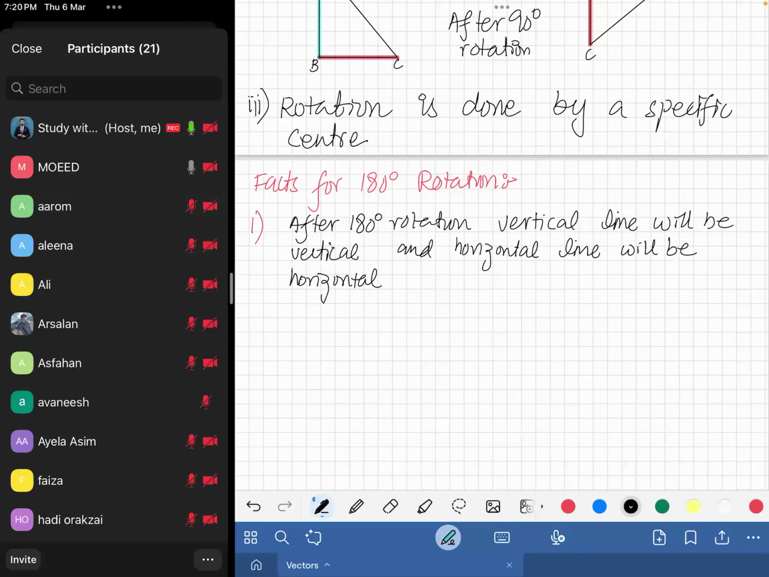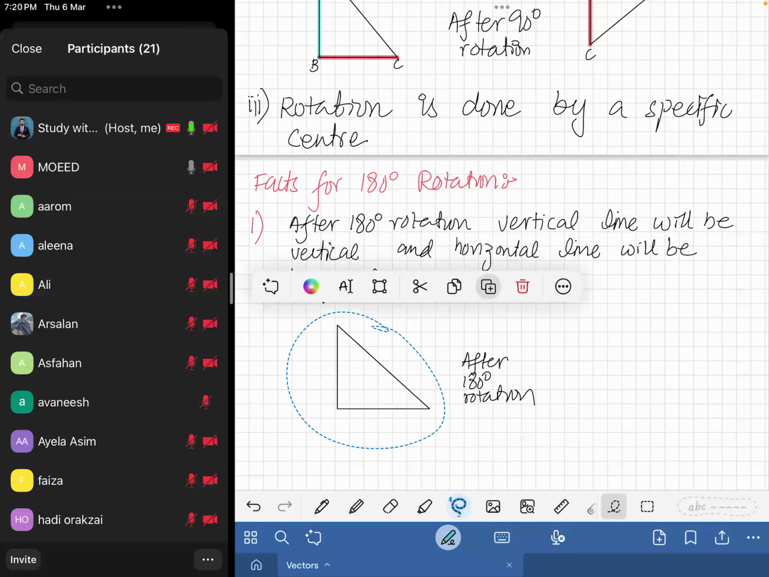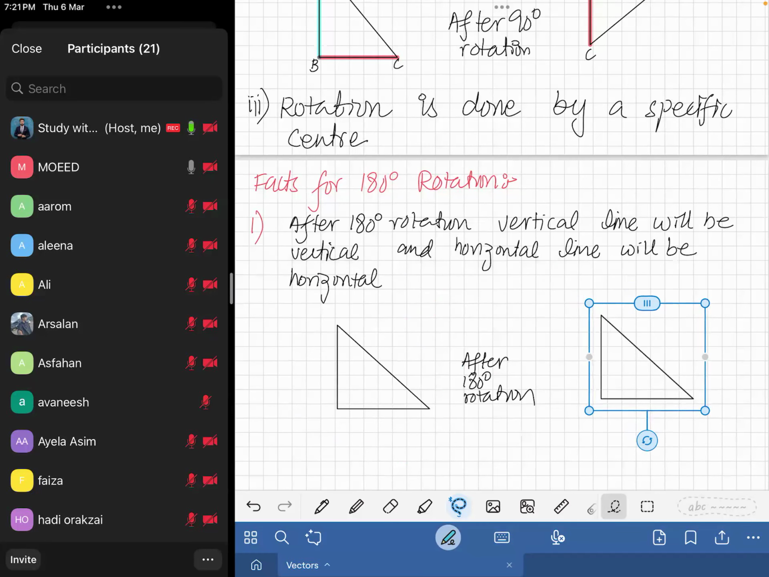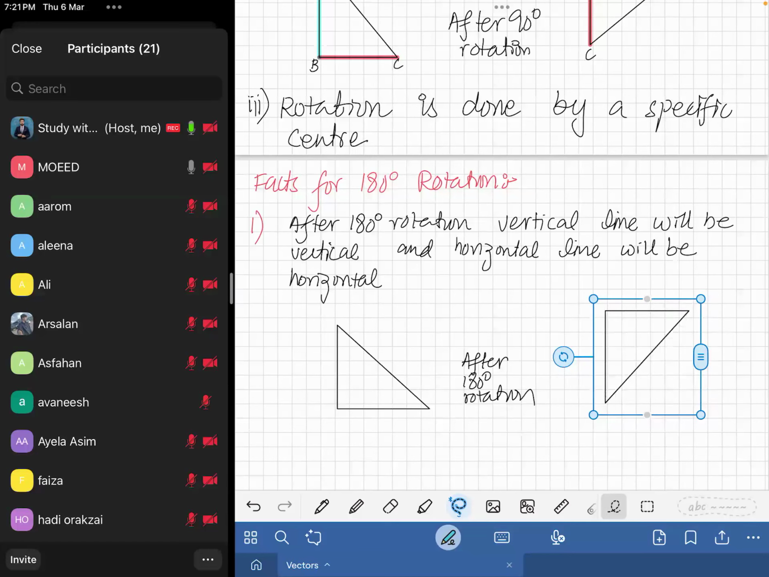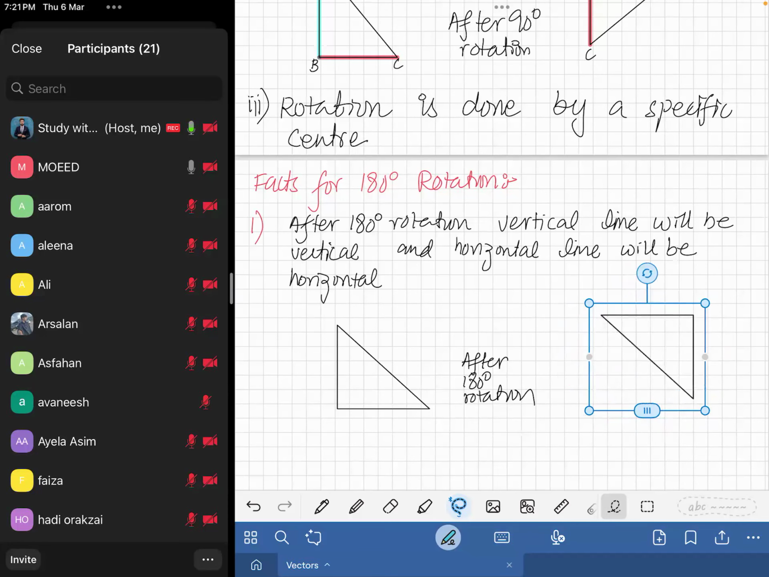For example, you can see that this is a triangle in front of you. After 180 degrees rotation, what will happen? I am going to create this triangle one more time, and I'm going to rotate this triangle 180 degrees. Clockwise or anti-clockwise, it doesn't matter. See, this is 90 degrees. Now this is 180 degrees. Now you can see that the triangle is rotated 180 degrees.